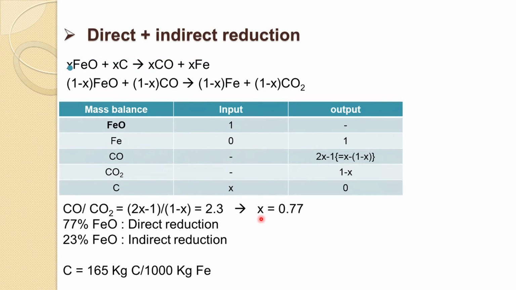So with this sort of 77% and 23% ratio from hematite to iron, you have sufficient CO utilization factor or sufficient CO to reduce it from top to bottom and get the iron by consuming only 165 kg carbon to get per ton of iron.